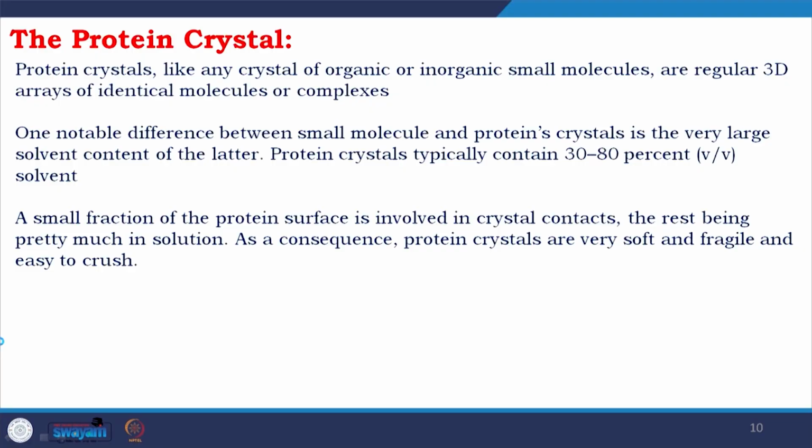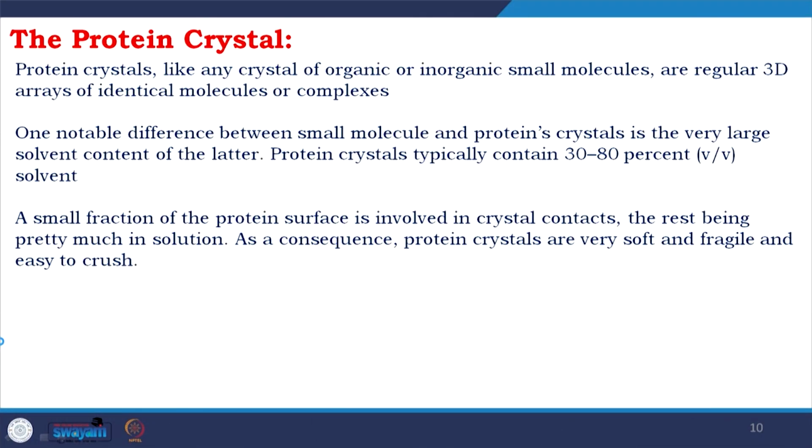A small fraction of the protein surface is involved in crystal contacts. We will look at them when we go to the unit cell of the crystal. We will see the surfaces. The surface is involved in the crystal contact, the rest being pretty much in solution. As a consequence, protein crystals are very soft, fragile, and easy to crush.